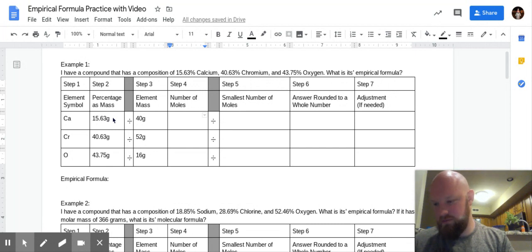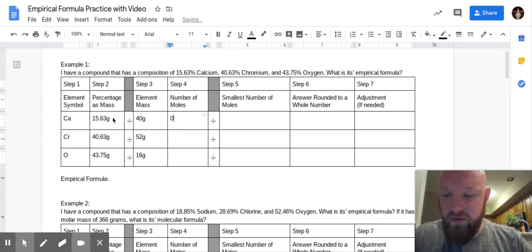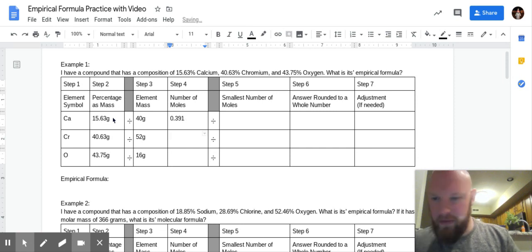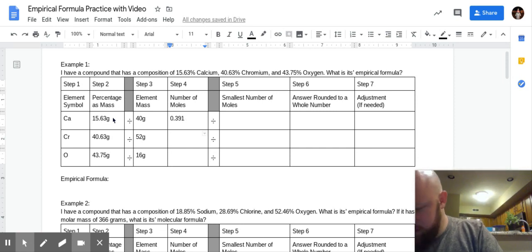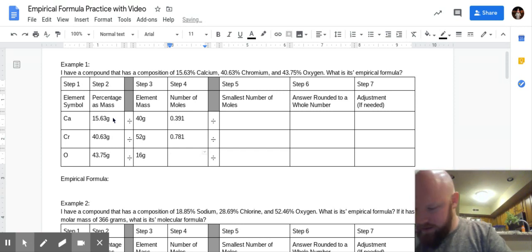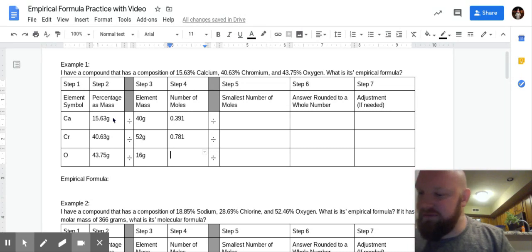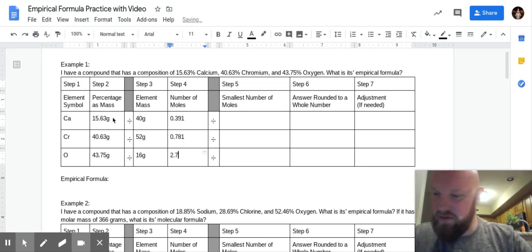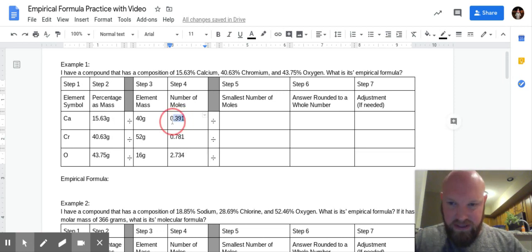So 15.63 divided by 40 is going to equal, we always round to 3 decimal points, it's a little more accurate for this, and it makes fewer chance of errors. So 0.391. I'm going to do 40.63 divided by 52, which gives me 0.781, and 43.75 divided by 16 is going to give me 2.734. Okay, I'm going to choose my smallest one, so that happens to be this one.